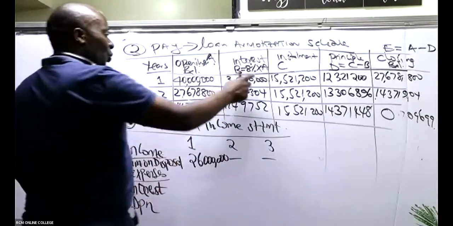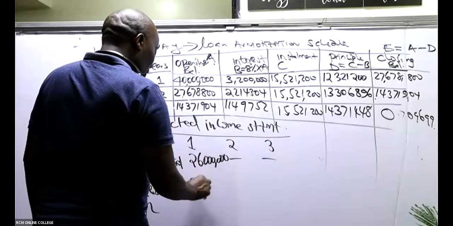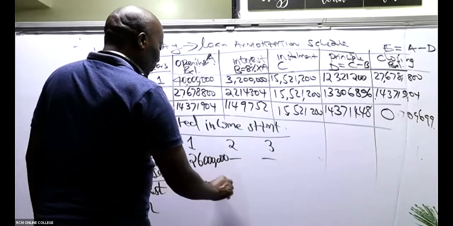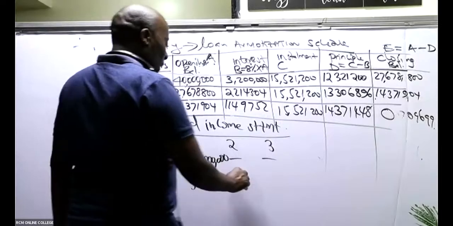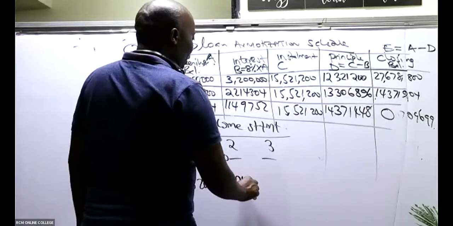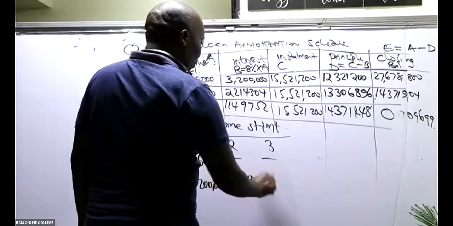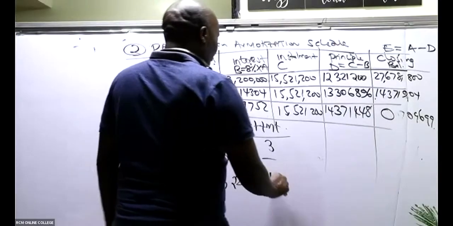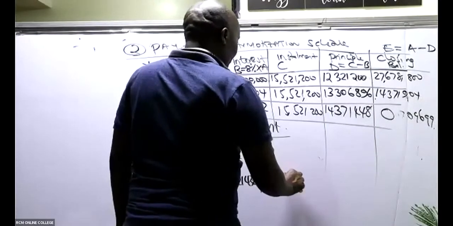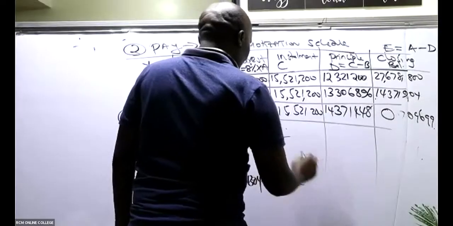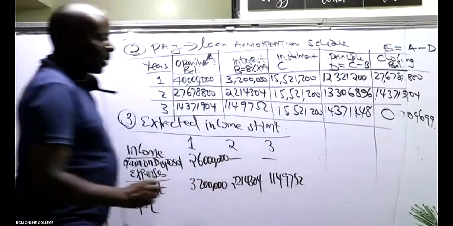Then interest is what we have here. So this is 3,200. Year number 2, we have 221, 4304. Then we have 114, 97, 52, 97, 52, 97, 52.